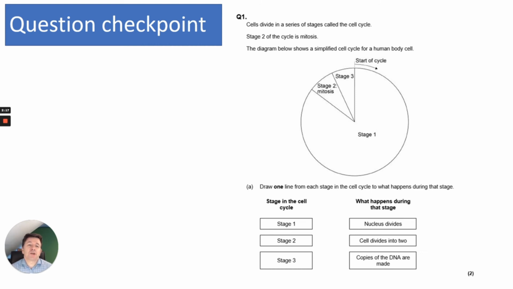Okay, so this one shows a picture of cells dividing in the cell cycle, and it says stage 2 is mitosis, and it shows a simplified cell cycle for a human body cell. And it says draw one line from each stage to what happens during that stage. So stage 1 is going to be copies of DNA are made, so that's in the first stage. Stage 2, the nucleus starts to divide, and stage 3, the cells divide into 2.